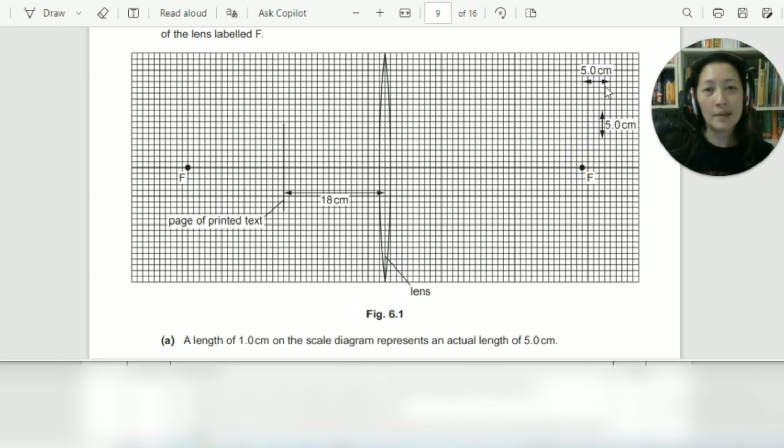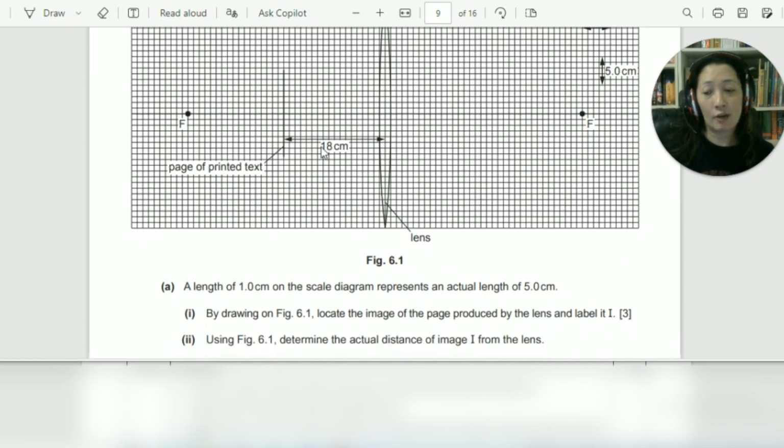Also in this diagram, they've given us the scale. You can see that they've labeled 5 squares as 5 cm, both horizontally and vertically. And they've also labeled the distance of the page of printed text from the center of the lens, and that distance is 18 cm. If you look at the scale, you can see that across 5 squares, it's 5 cm, which tells us that every square is 1 cm, whether horizontally or vertically.